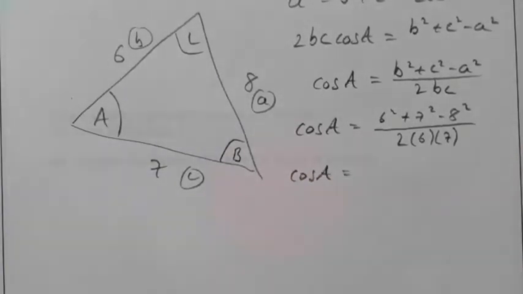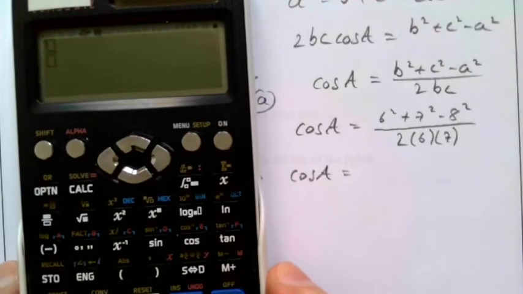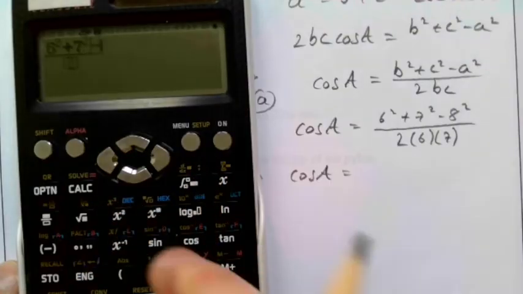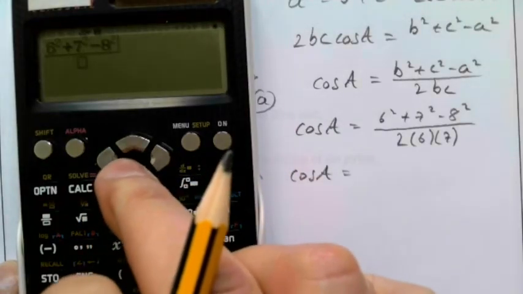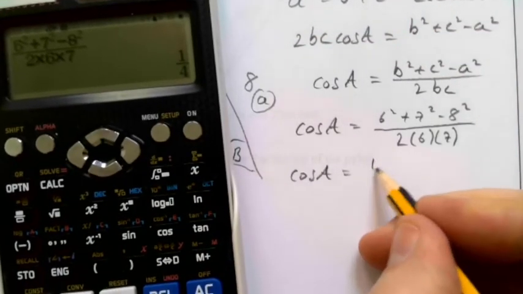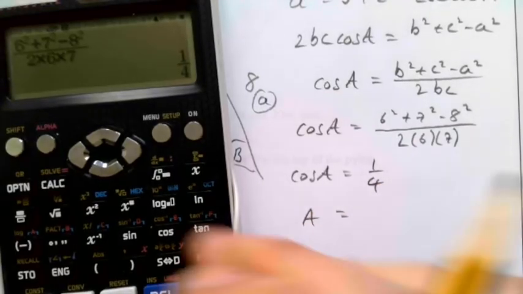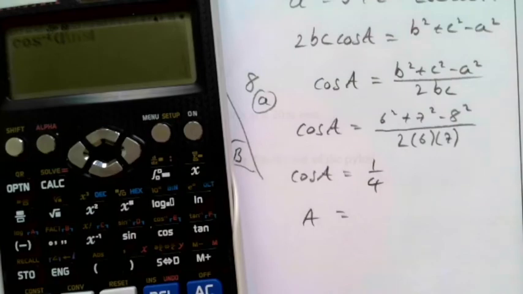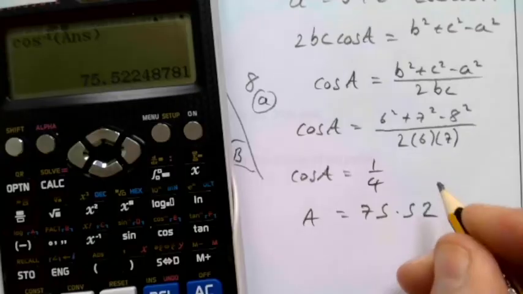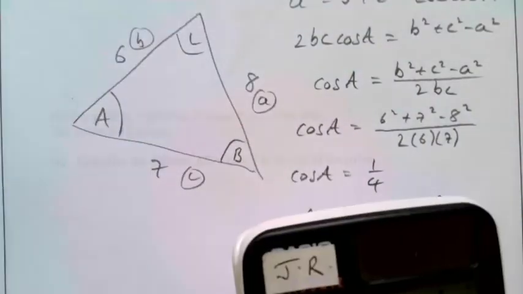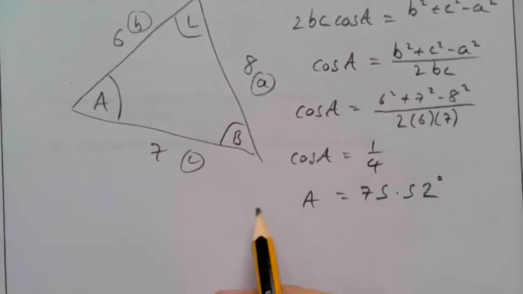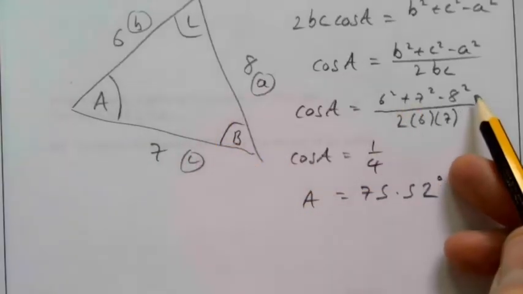Cos A equals, and let's put them in if we stick it as a fraction, so 6 squared plus 7 squared minus 8 squared all over 2 times 6 times 7 equals a quarter. Really? And so then shift cos answer, that gives me 75.52 degrees. You can do what you want. You could use a sine rule for the second angle if you want, or you could just do the cos rule again and change these two around.